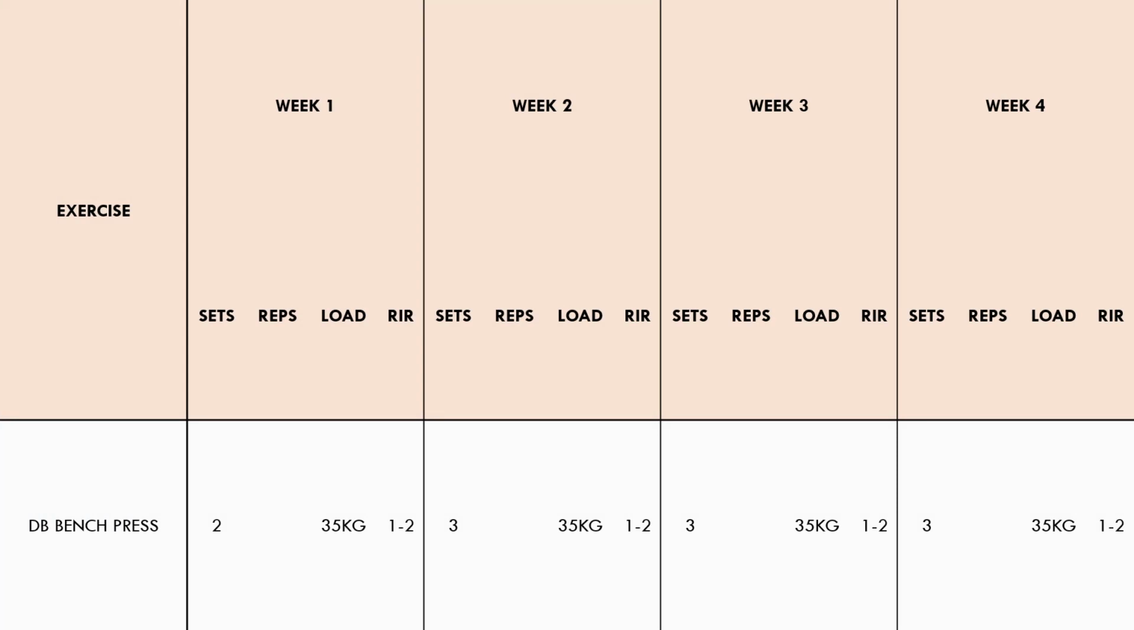As we can see here, the trainee is performing reps in the 15 to 20 range on average over the mesocycle. Therefore, the next mesocycle may look something like this. We have maintained all variables, although the load has now increased to 37.5 kilos. This will allow the trainee to perform their sets in a slightly lower rep range.